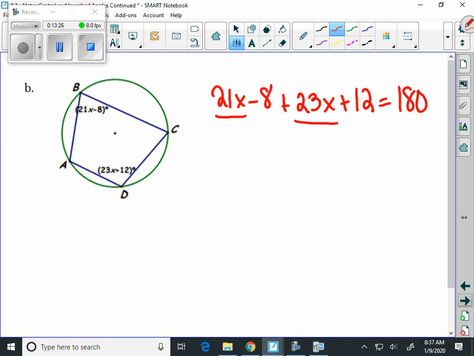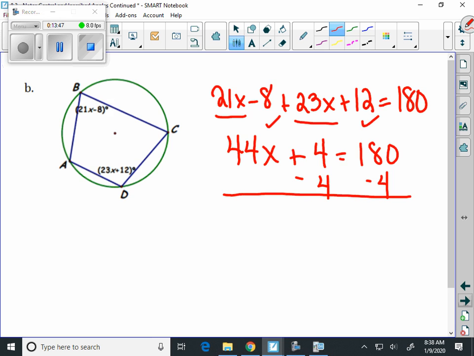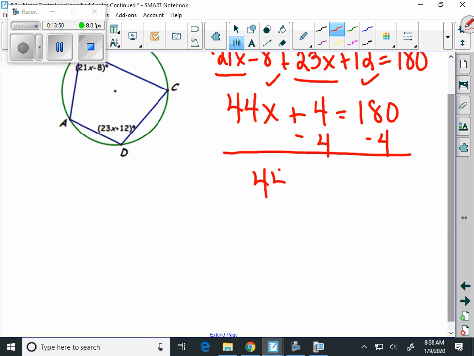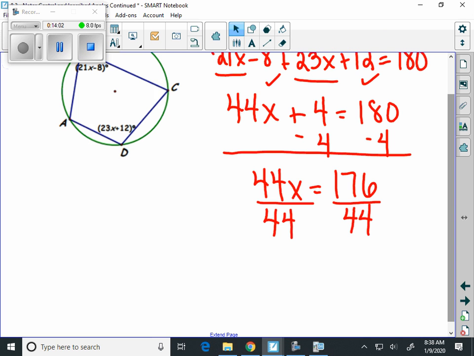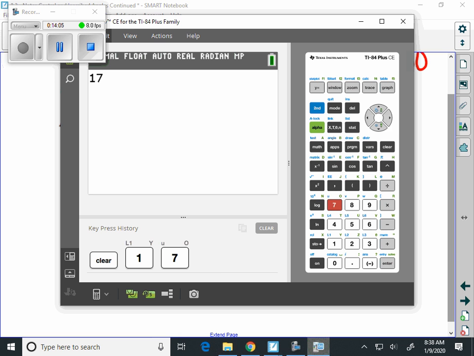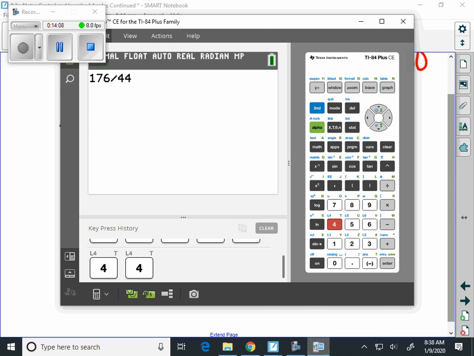21 plus 23 is 44x. Negative 8 plus 12 is 4, equals 180. We want to figure out what x equals, so we subtract 4 from both sides. And we end up with 44x equals 176. Divide both sides by 44. 176 divided by 44 is 4.